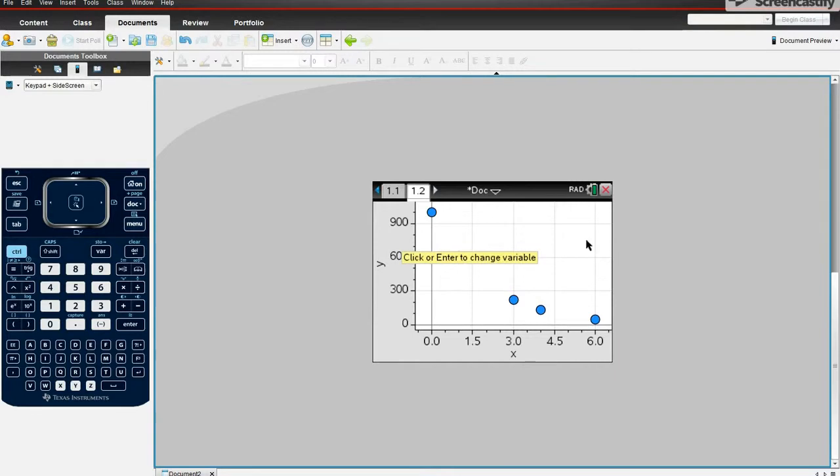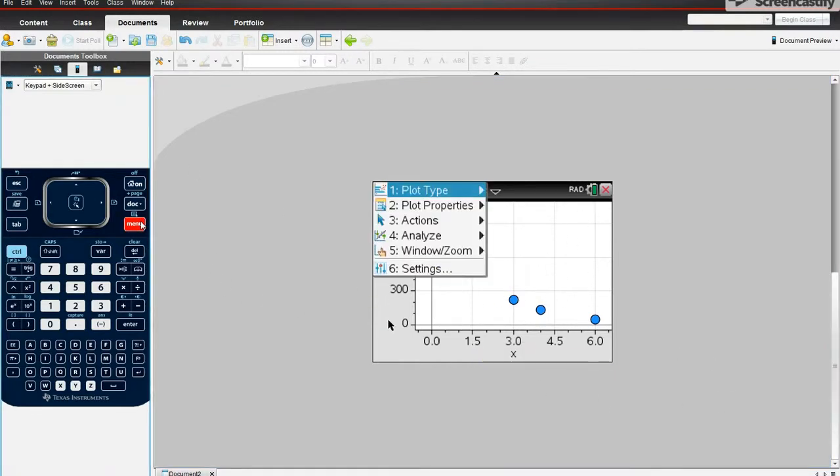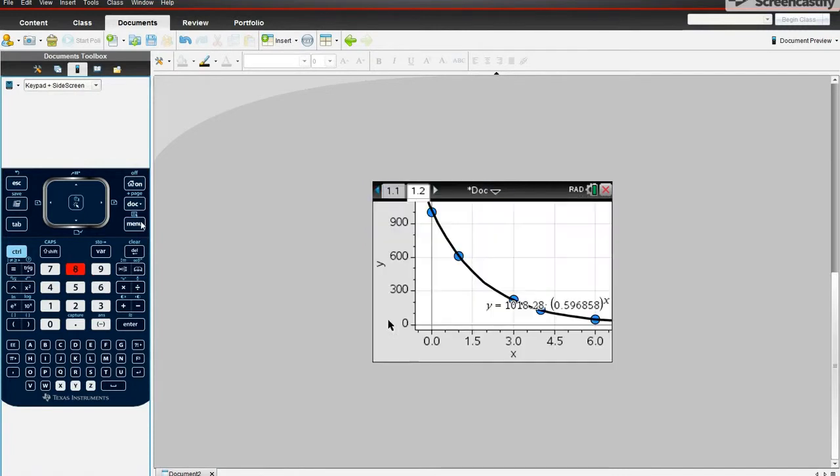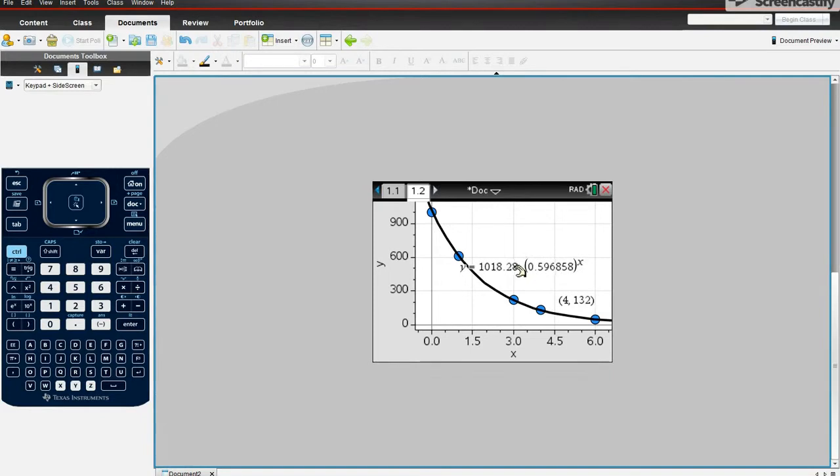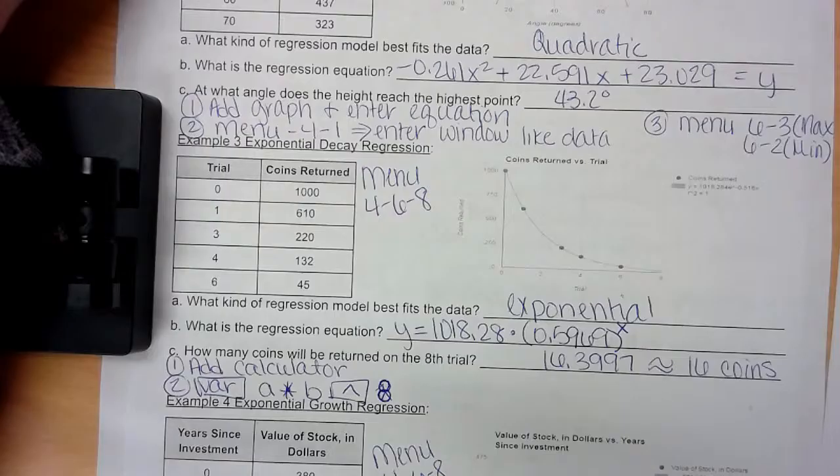That's an exponential, and we don't see both sides of the curve like a happy face, so we only see the one. So menu 468 gives us our equation, and you can move the equation by just grabbing it and going up. So 1018.28 times parentheses 0.569 raised to the x. The x is an exponential.